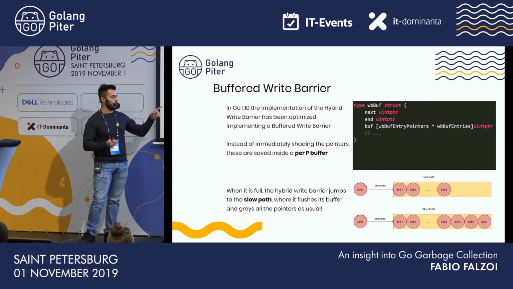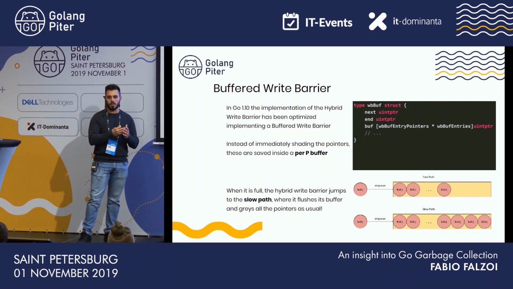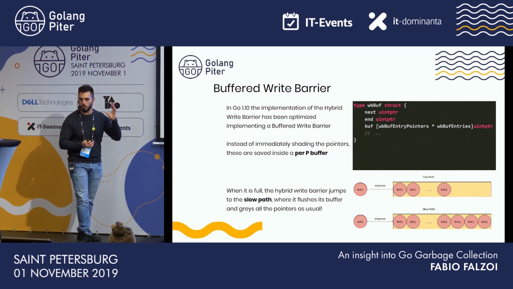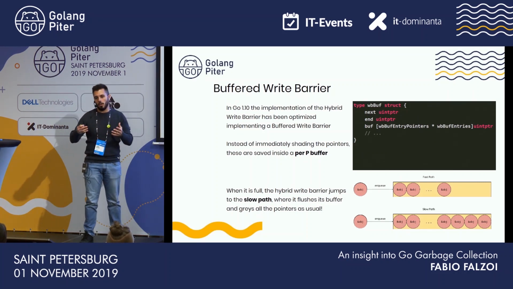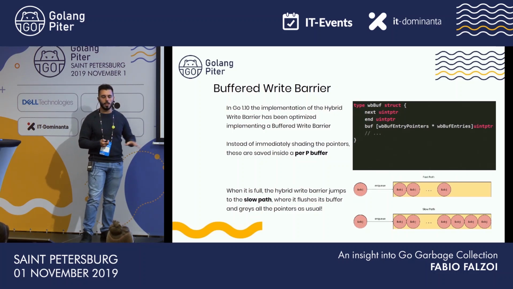When the buffer is full, then you have to rely on the slow path. So all of the addresses in the buffer need to be flushed and shaded as usual with the barrier I talked about before. And in this way, you need to save and restore a lot of CPU registers. So this is similar to a normal Go function call, but it is executed only if the buffer is full.